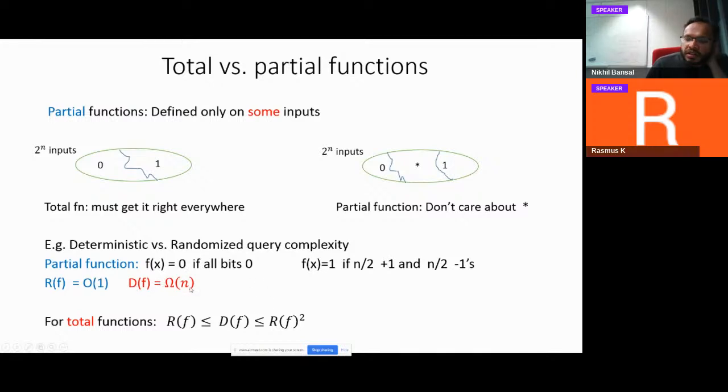Now, deterministically, you'll need about n queries in the worst case to figure out whether it's an all-0 string or balanced. But as you see, with randomization you can test this with a constant number of queries. Just evaluate a few random positions, and if you are in the balanced case, you will see both zeros and ones. So here the gap for this partial function can be really large, order 1 versus n. But an interesting fact is that if you had a total function, the gap between randomized and deterministic complexity can never be more than quadratic. Right. So somehow allowing partial functions really can make a big difference.